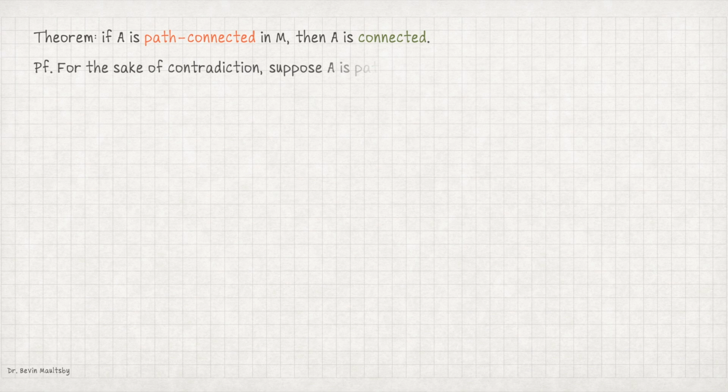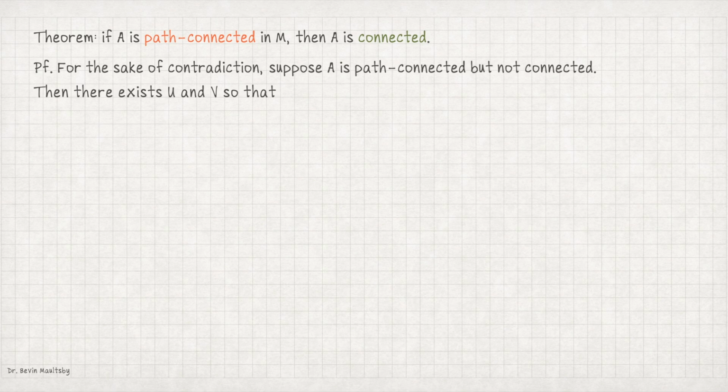To prove that A is connected, we are actually going to proceed indirectly because I have an actual definition for what it is to say that A is not connected. So for the sake of contradiction, suppose that A is path connected but not connected. Then there exist open sets U and V so that those four properties hold. Let's revisit them. The first is that A is covered by U and V, and both contribute to the cover. So A intersect U is non-empty and A intersect V is also non-empty. And then importantly, they do not share any points in A. So every point in A is covered by either U or V, but no point is covered by both.